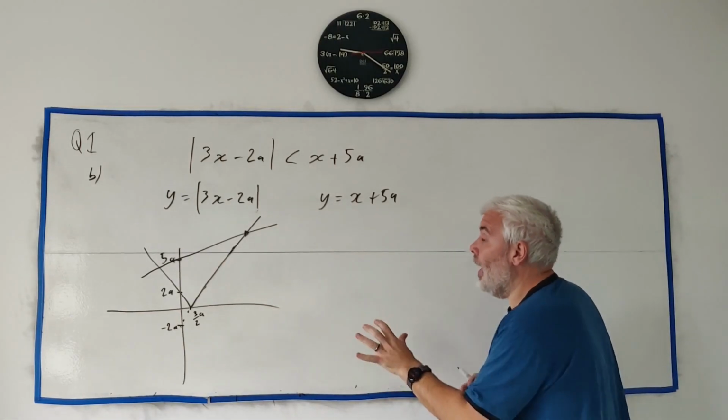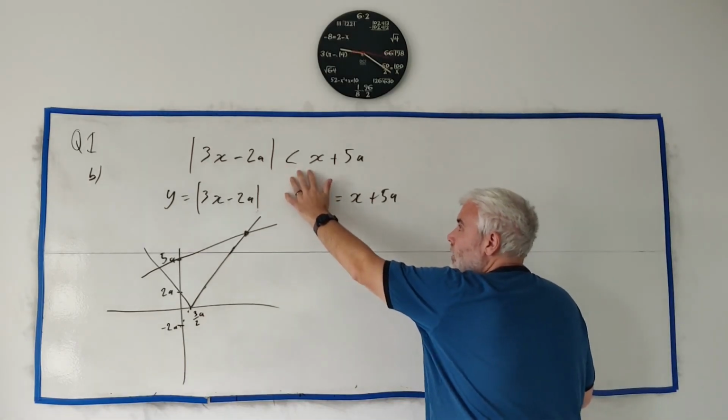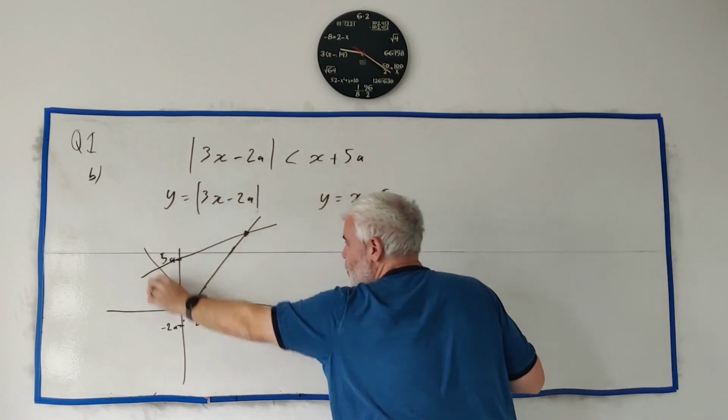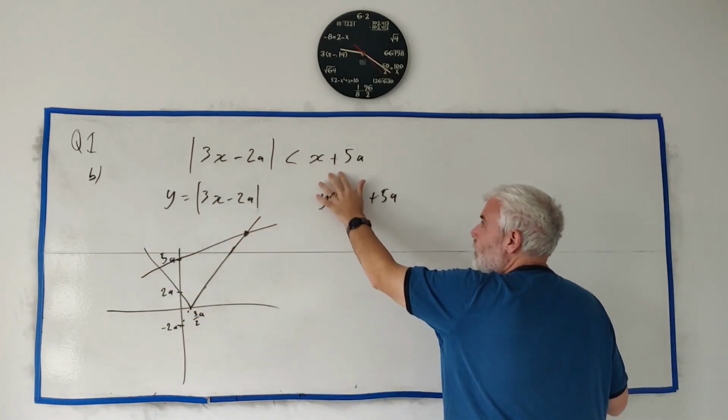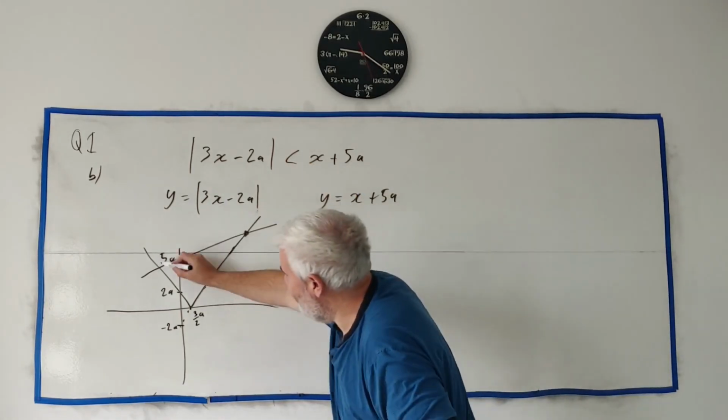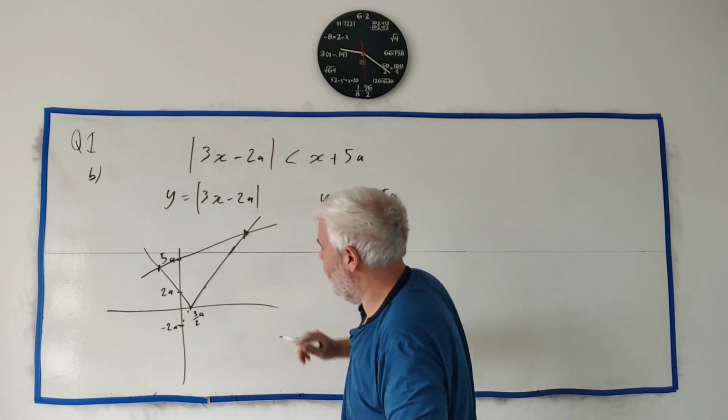Now let's go back to what they asked us, the inequality. They're saying this is less than this. Remember, this one is the V-shaped, this is the straight line. When is the V-shape less than the straight line? It's everywhere between these 2 points.